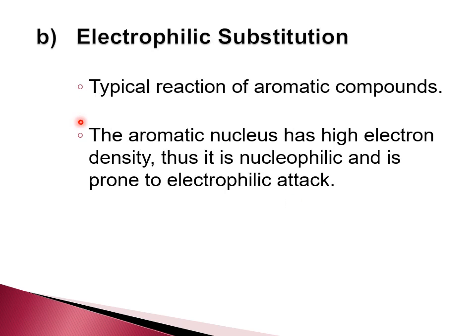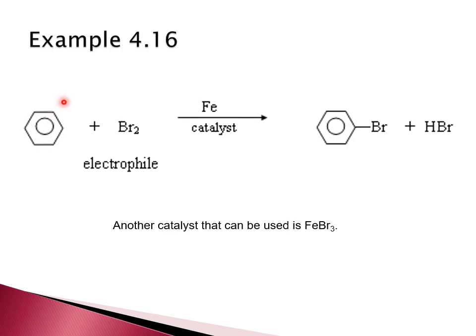Electrophilic substitution, on the other hand, involves an aromatic compound, i.e. benzene ring. The aromatic nucleus has high electron density. Thus, it's nucleophilic and prone to electrophilic attack. Example 4.16 shows how the benzene ring reacts with Br2, an electrophile, with the reagent and condition being ferum, producing bromobenzene.